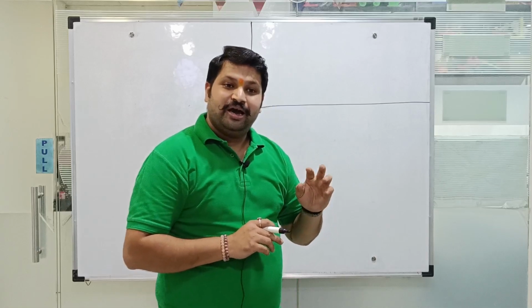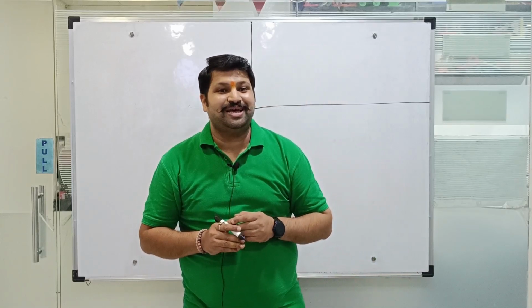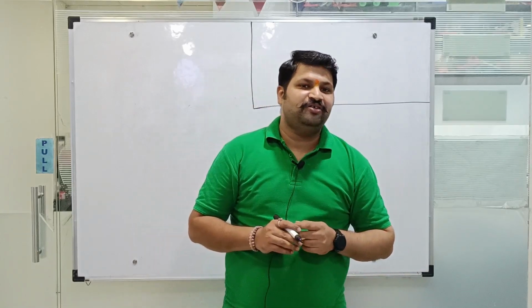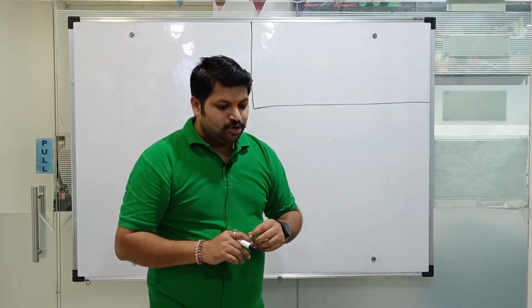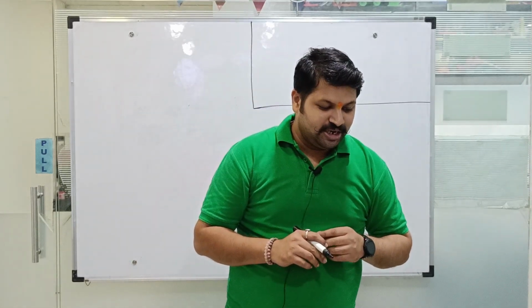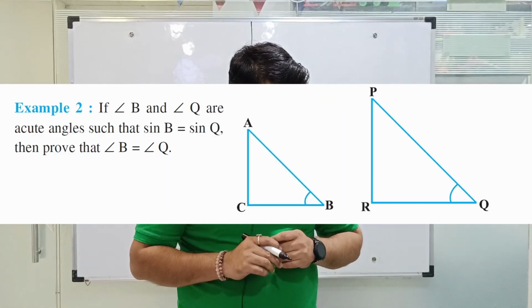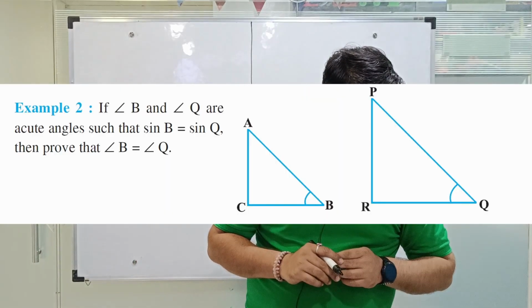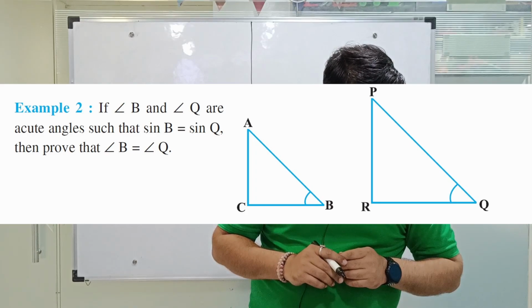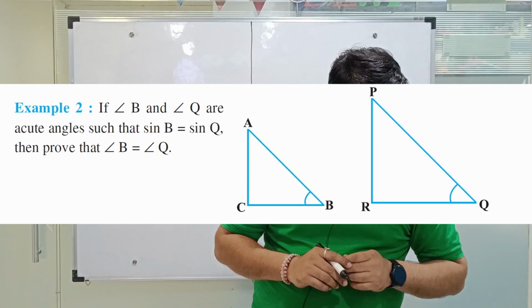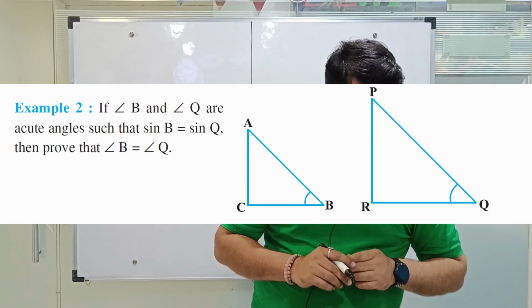Let us consider an example that is solved in class 10th CBSE. Many of my students, when we do this particular example, find it slightly difficult to get the explanation. That is the reason why I am explaining it here. So let us consider this example. If angle B and Q are acute angles such that sin B is equal to sin Q, then prove that angle B is equal to angle Q.